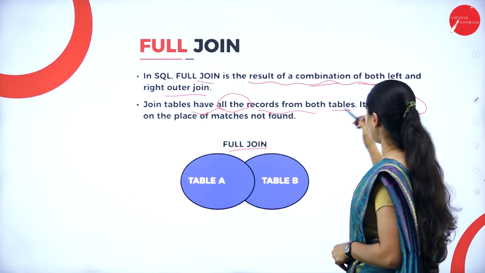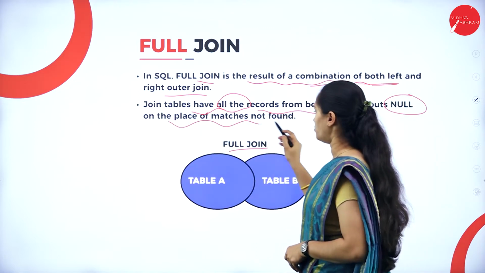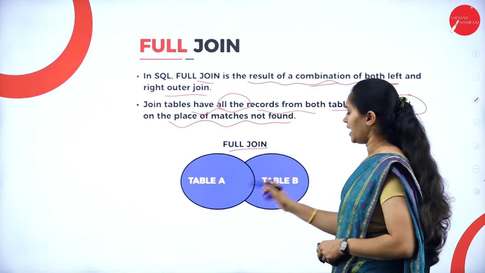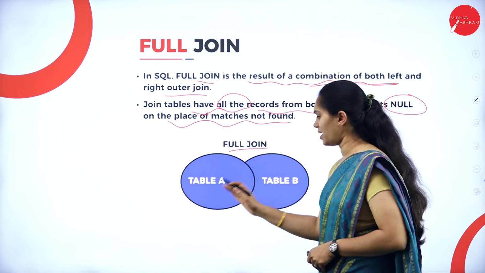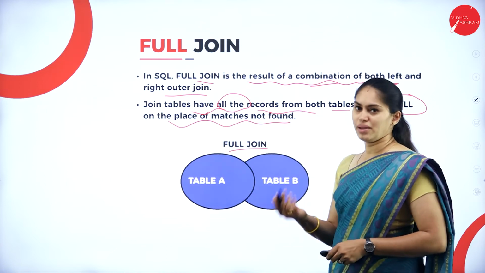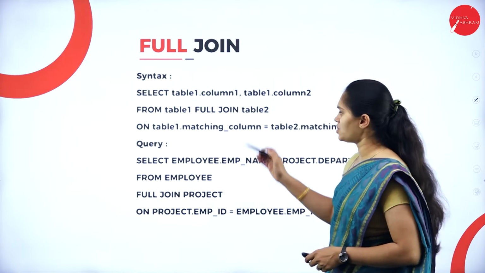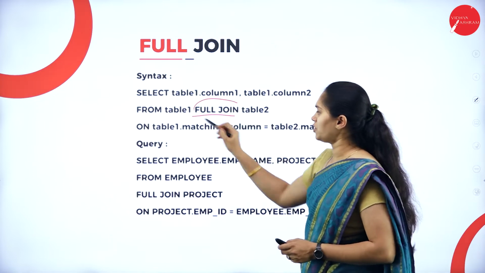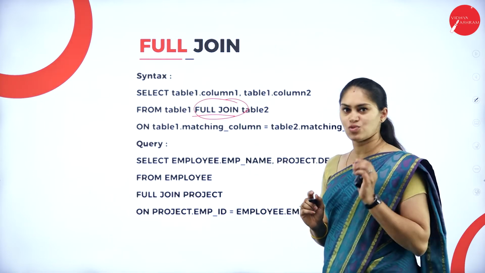both the tables and it will provide null in place of matches not found. So it will return all the values from table A and table B. When there is no match between table A and table B, that will be returned as null. So here also same thing, and here you need to change the syntax as full join.